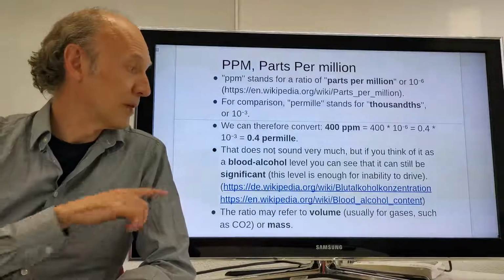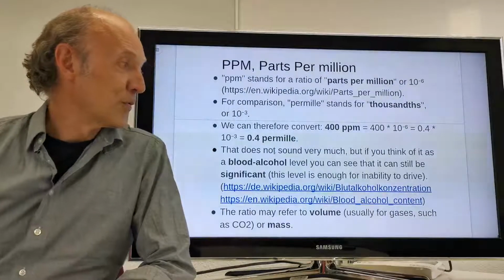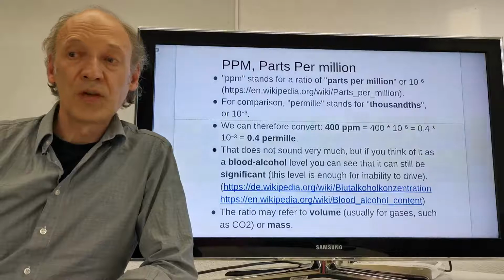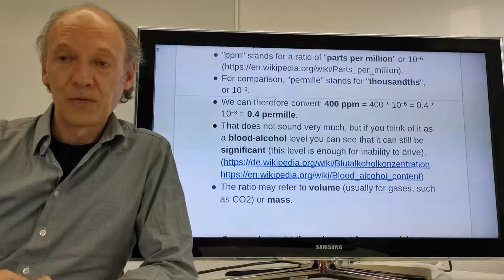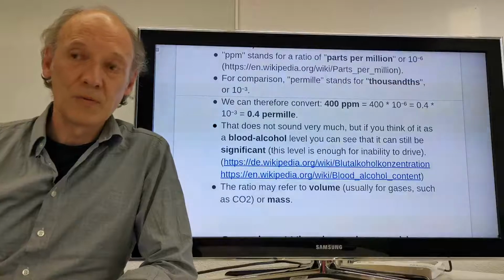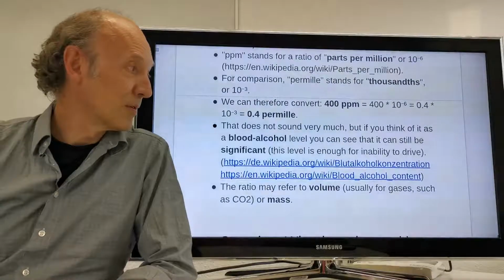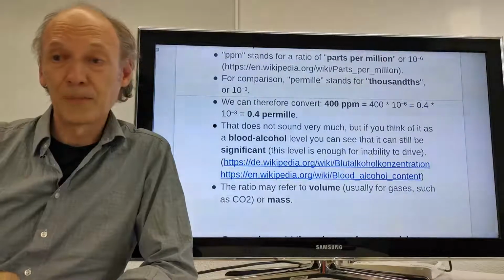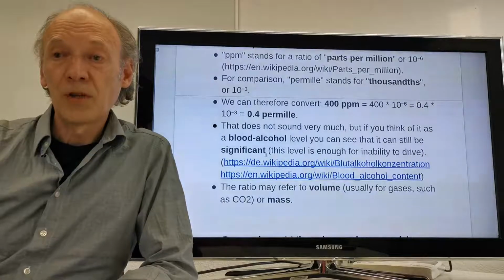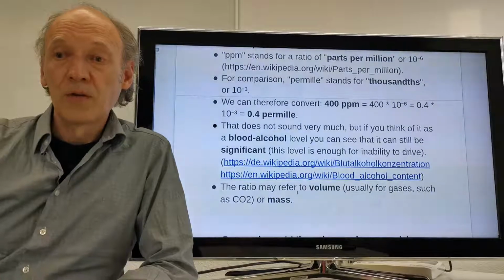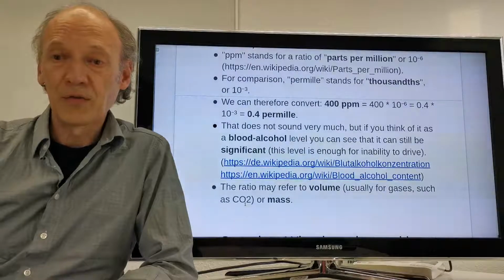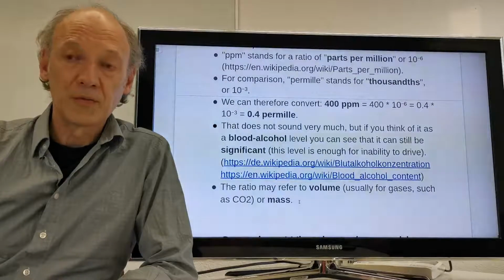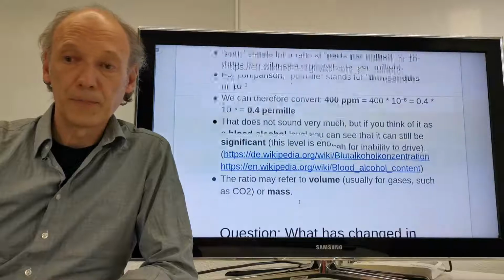For instance, this level would be enough for an inability to drive a car. Right? So just because it sounds like not much, it doesn't mean that it doesn't have an effect. So this ratio of ppm refers to the volume, usually for gases such as CO2, or mass, for instance for liquids.